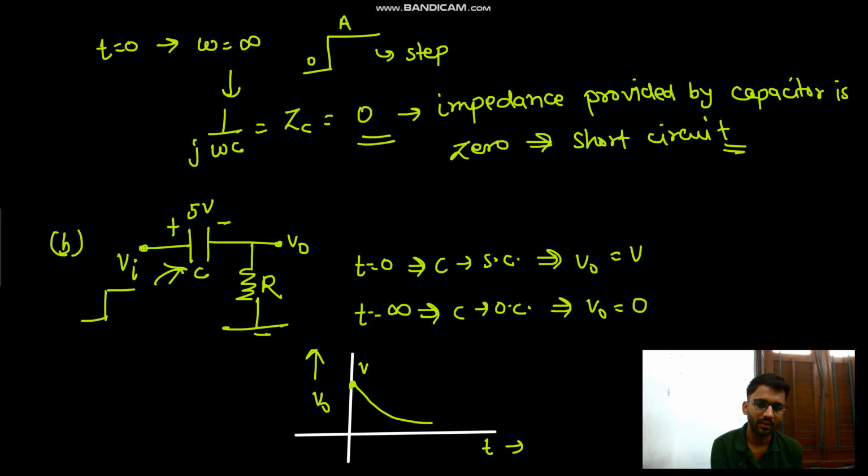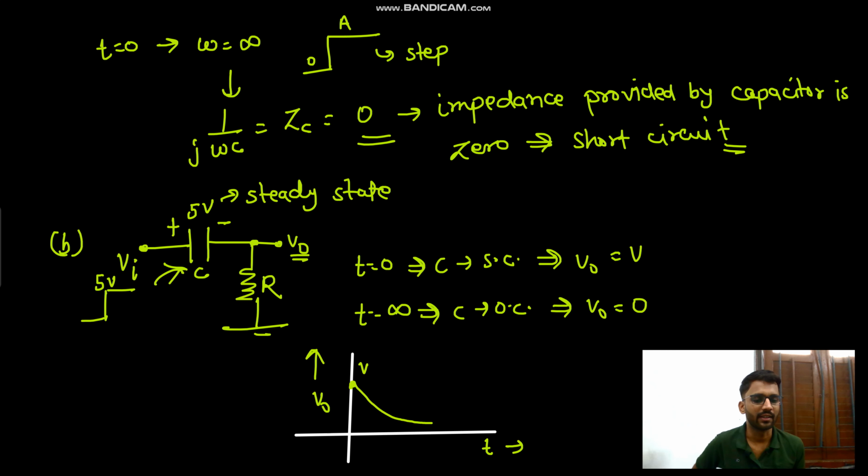Okay, if we have this 5 volt here, at steady state it reaches 5 volt, and because at steady state it reaches 5 volt, the V node goes 5 minus 5, 0. Then the current becomes 0 as well, and because the current is 0 there will be no further charging or discharging in the capacitor, and we reach the steady state. Okay, so that's how you can write.